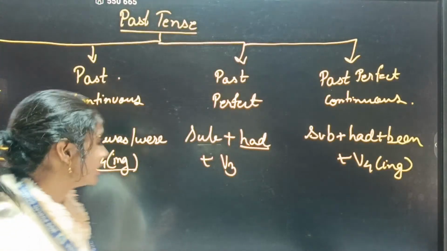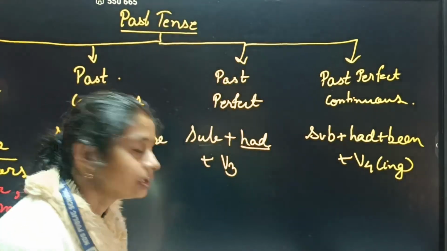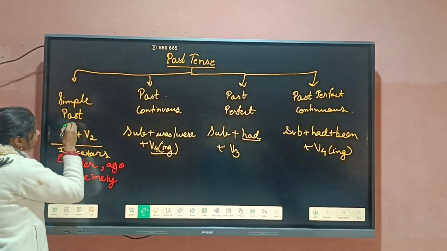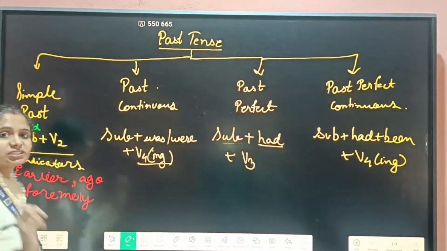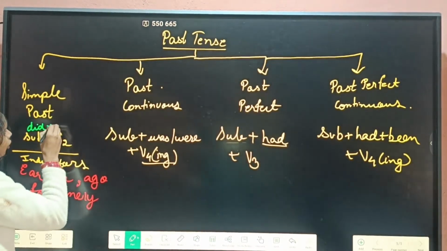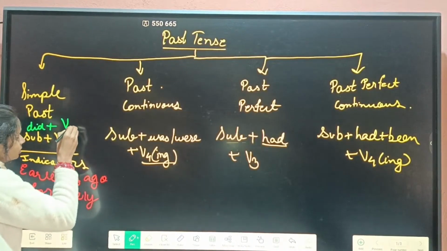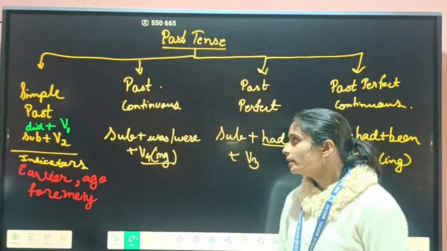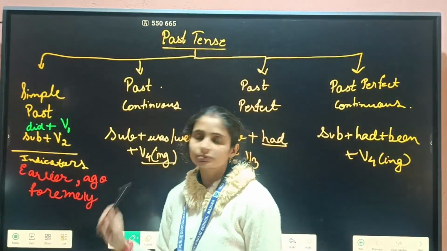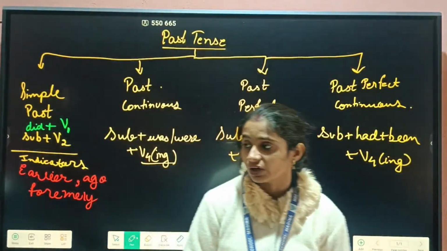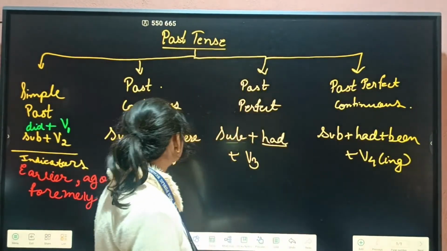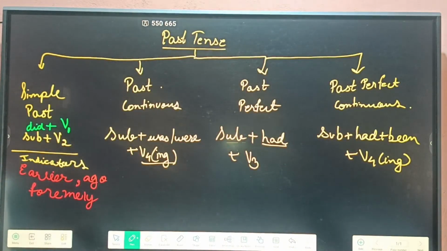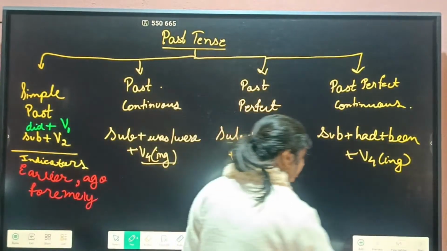But we have to make sure that if we are using the word did, then we will not use verb second form. With did, we always use verb first form. This is the most important thing to keep in mind: with the subject we can simply write verb second form, but if in the sentence we are using the word did, then definitely we will use verb first form. Now let me write some examples.